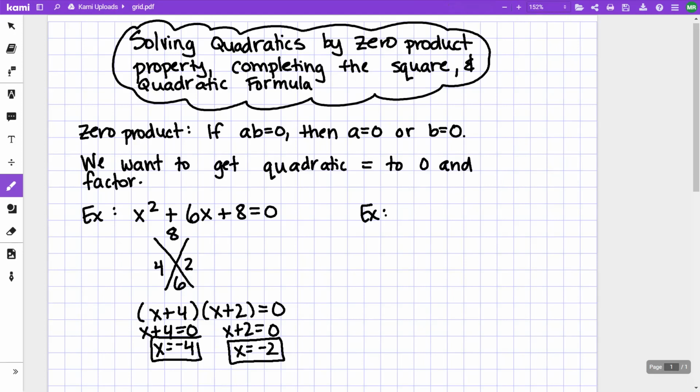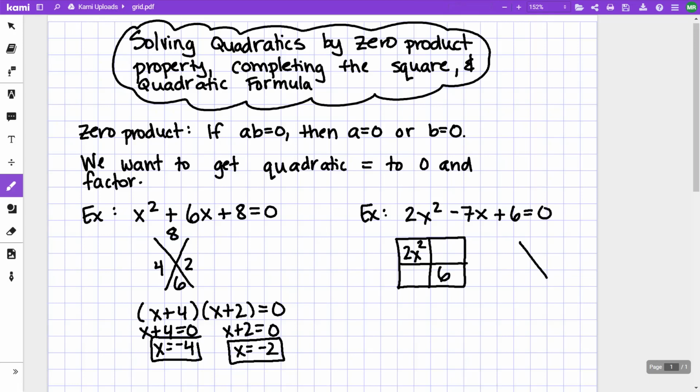Now, let me give us one that maybe isn't as nice, where we have to maybe use a box to diamond. So let's say we have 2x squared minus 7x plus 6 equals 0. So one like this, I would do a box to diamond. So let's say about my 2x squared here and my 6. When I multiply those together, I'm going to get 12x squared, and it has to add to -7x. That's going to be a -4x and a -3x.